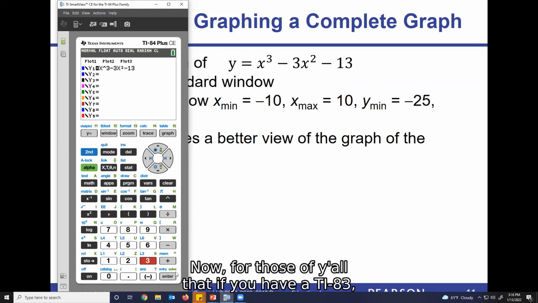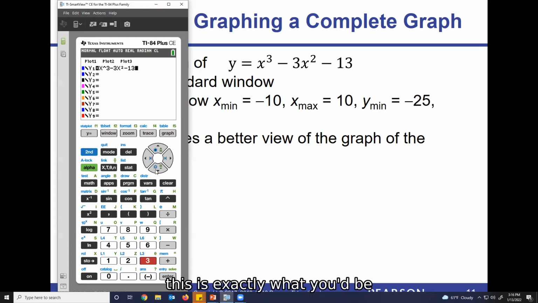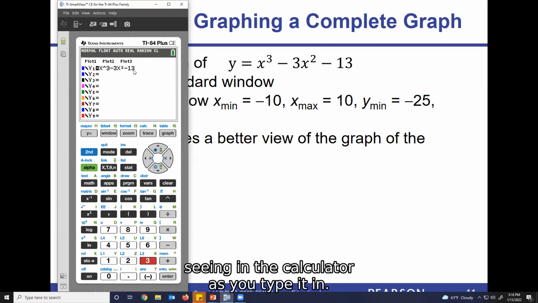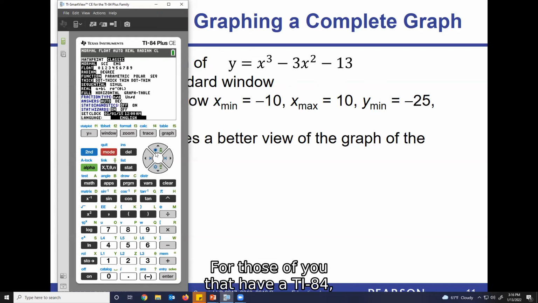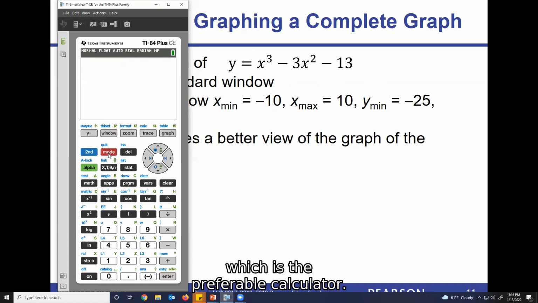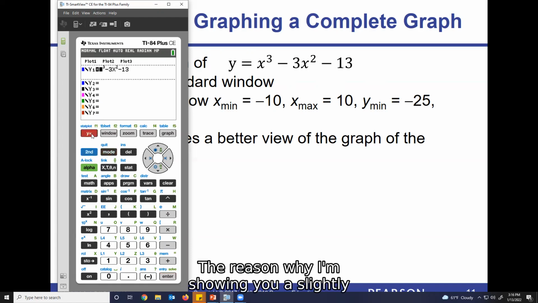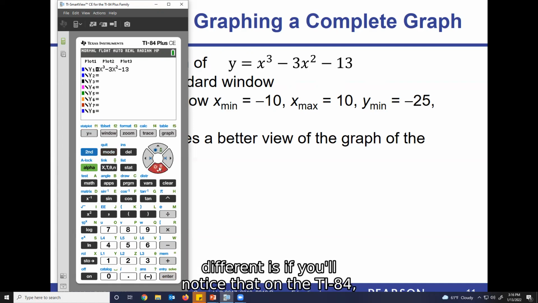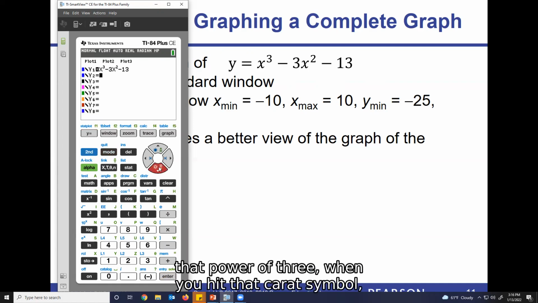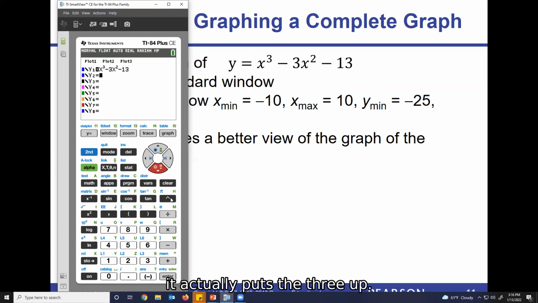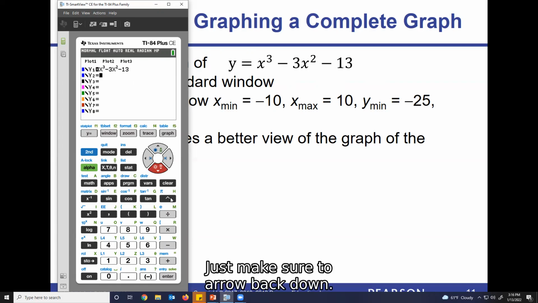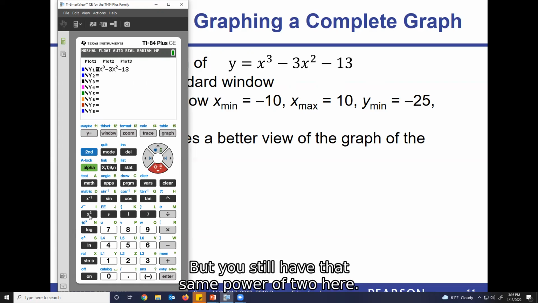Now, for those of y'all that have a TI-83, this is exactly what you would be seeing in the calculator as you type it in. For those of y'all that have a TI-84, which is the preferable calculator, the reason why I'm showing you a slightly different one is if you'll notice that on the TI-84, that power of 3, when you hit that caret symbol, it actually puts the 3 up. Just make sure to arrow back down, but you still have that same power of 2 here.